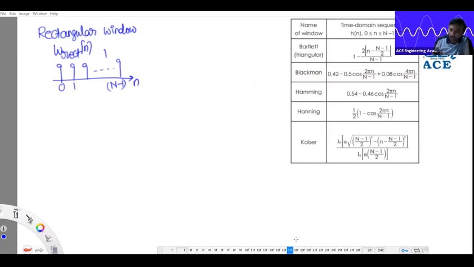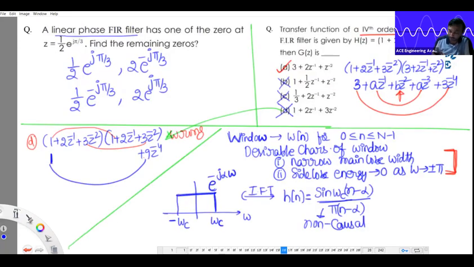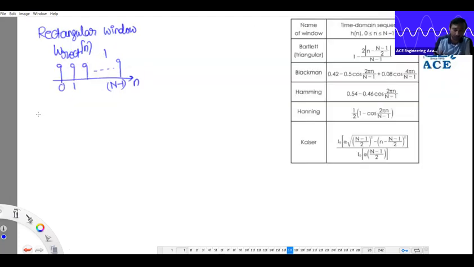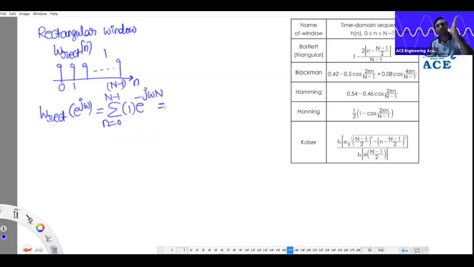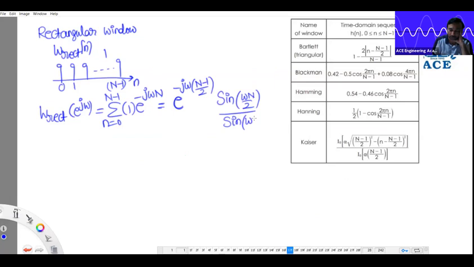But how are we going to check these two points? We should calculate the DTFT of this window. W rect e power j omega is the sum from 0 to n minus 1 of amplitude 1 times e power minus j omega n, and we did this derivation at the start of the discrete time Fourier transform. It equals e power minus j omega (n minus 1) by 2 multiplied by sin(omega n by 2) by sin(omega by 2). When you see the old slides, check it; we solved the rectangular window DTFT.